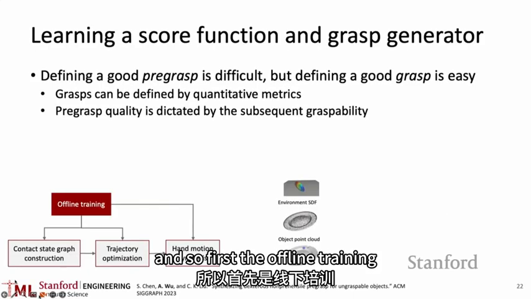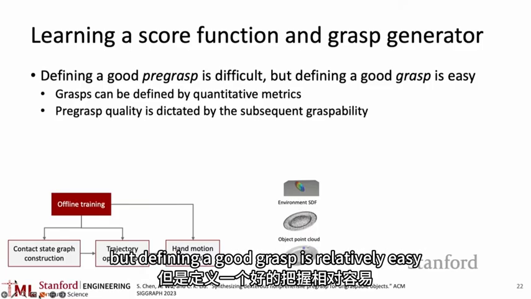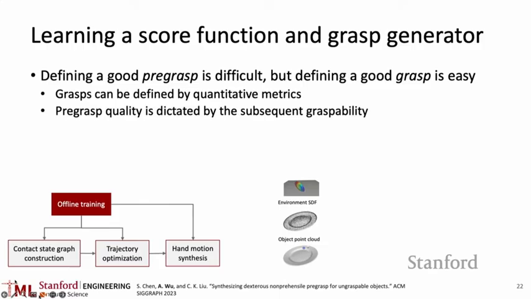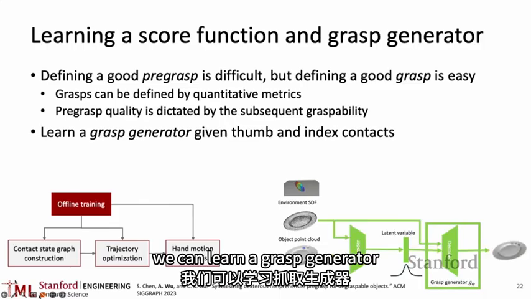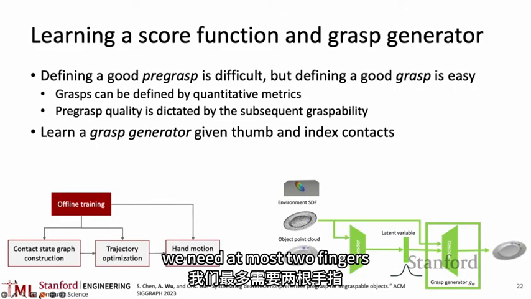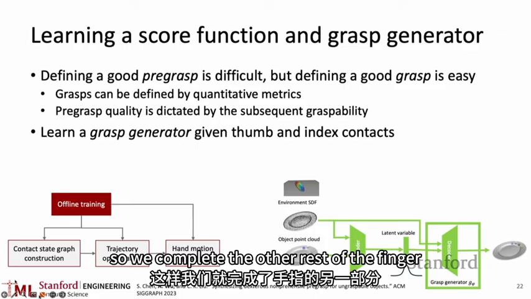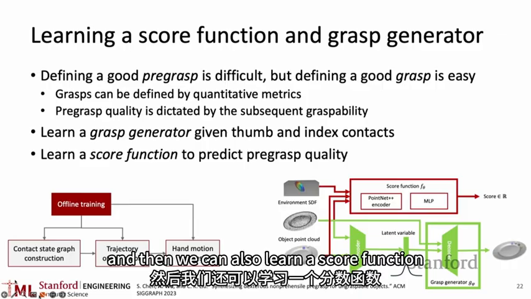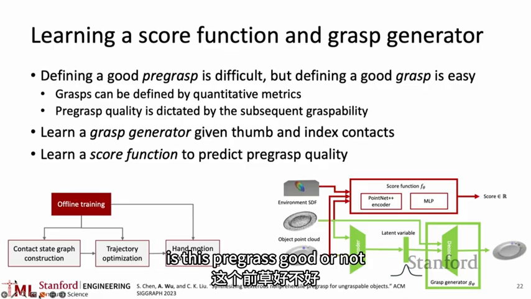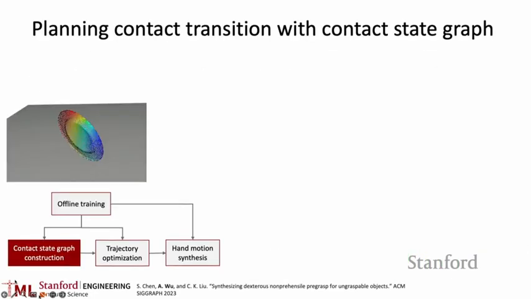And so first, the offline training. Again, defining a good pre-grasp is difficult, but defining a good grasp is relatively easy as we did in the first task. So we can learn a grasp generator, and we condition this, again, based on the observation that in the pre-grasp, we need at most 2 fingers. So we learn a grasp generator that completes the rest of the fingers given 2 of the contacts. And then we can also learn a score function, a heuristic to decide, hey, is this pre-grasp good or not? So this offloads the expensive computation to offline.